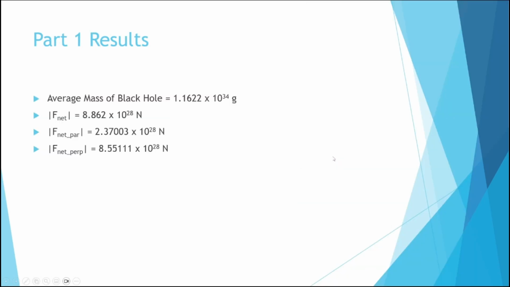These are the results from part 1 of the experiment, where the average mass of the black hole was found to be 1.1622 times 10 to the 34th grams. We also found that the net force was 8.862 times 10 to the 28 newtons, the parallel net force was 2.37 times 10 to the 28th newtons, and the perpendicular force was 8.55 times 10 to the 28 newtons.